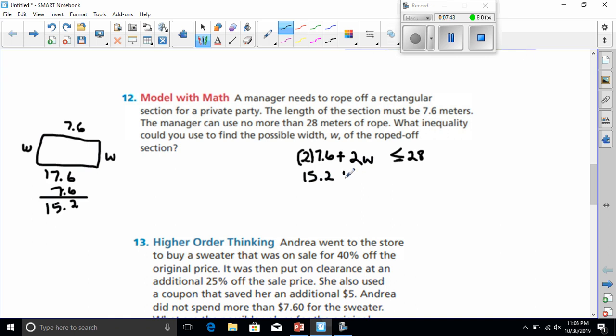And we're going to add that to 2W. And that's got to be less than or equal to 28. And once again, we can go ahead and subtract the number from this side. And whatever I subtract from one side, I'll subtract from the other. And this is going to leave me with 2W over here.